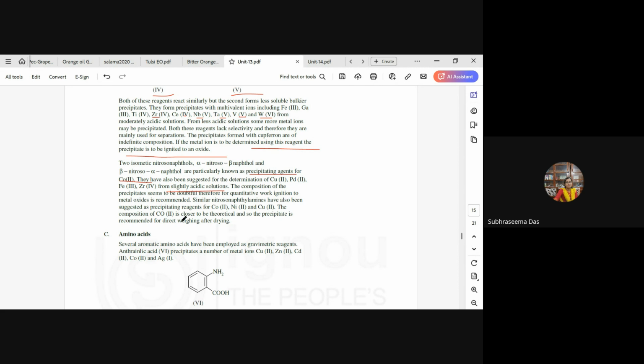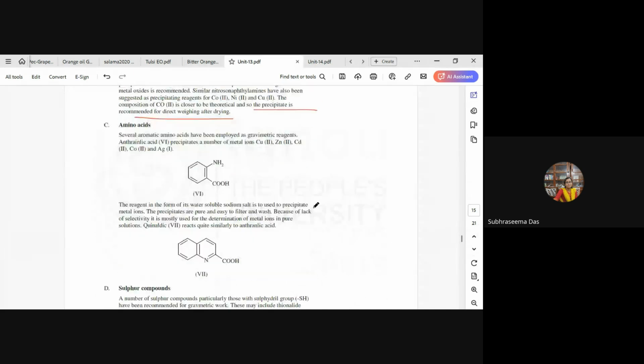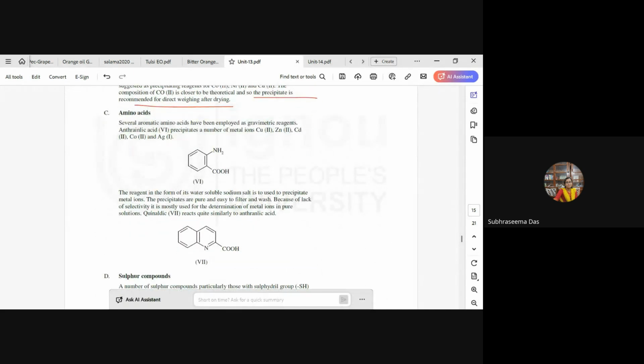So the composition of the cobalt precipitate is closer to theoretical, and so it is recommended for direct weighing after the drying process. Now, there are other amino compounds which are used for determination. Several aromatic amino acids have been employed as gravimetric reagents. Anthranilic acid precipitates a number of metal ions like copper, zinc, cadmium, cobalt, and silver. So this is anthranilic acid. The structure has been given in figure 6.